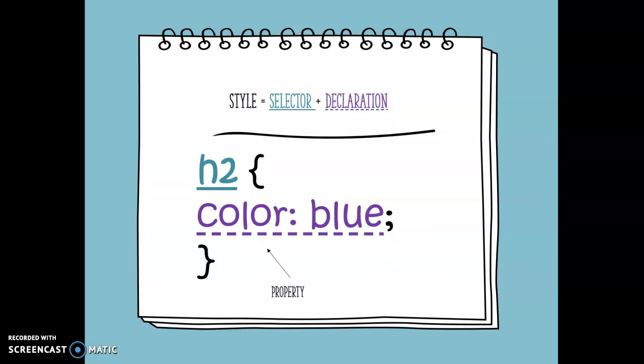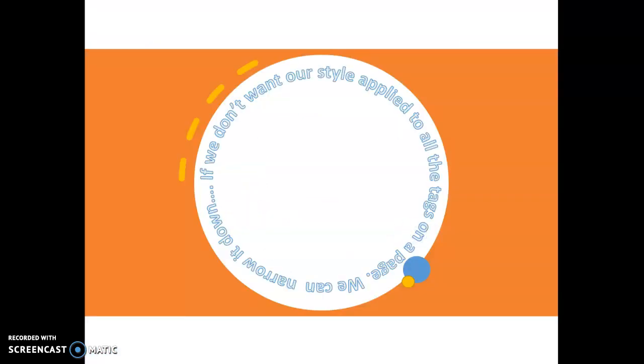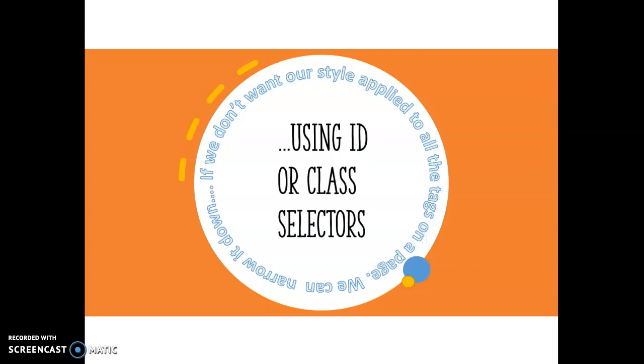The selector is the element to be styled. The declaration is what the new style will look like. In this example, the h2 tag is our selector, while color blue is the set of a property with a value that makes up the declaration. But what if we don't want the same style applied to all of, say, our h2 tags? We can get specific by using ID or class selectors.